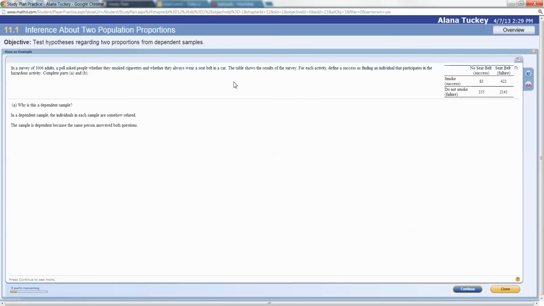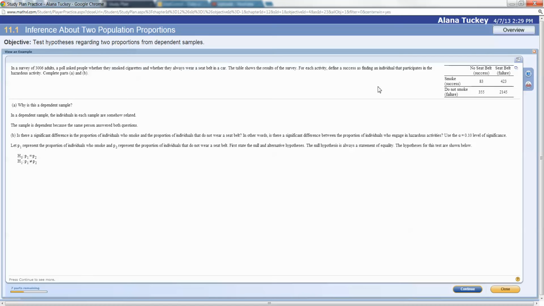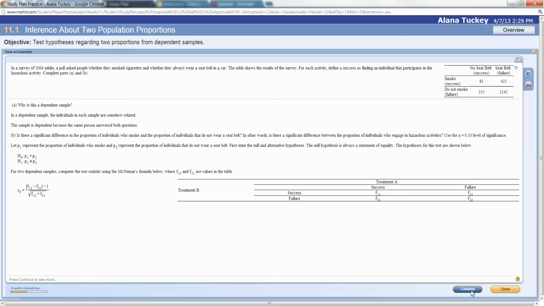So okay, it's a dependent sample. You can tell that because they're asking the same people two questions, right? So they ask one person two different things. It's dependent, right? And then is it a significant difference? Well, that means you're asking a two-tailed test. So this one's a two-tailed test.